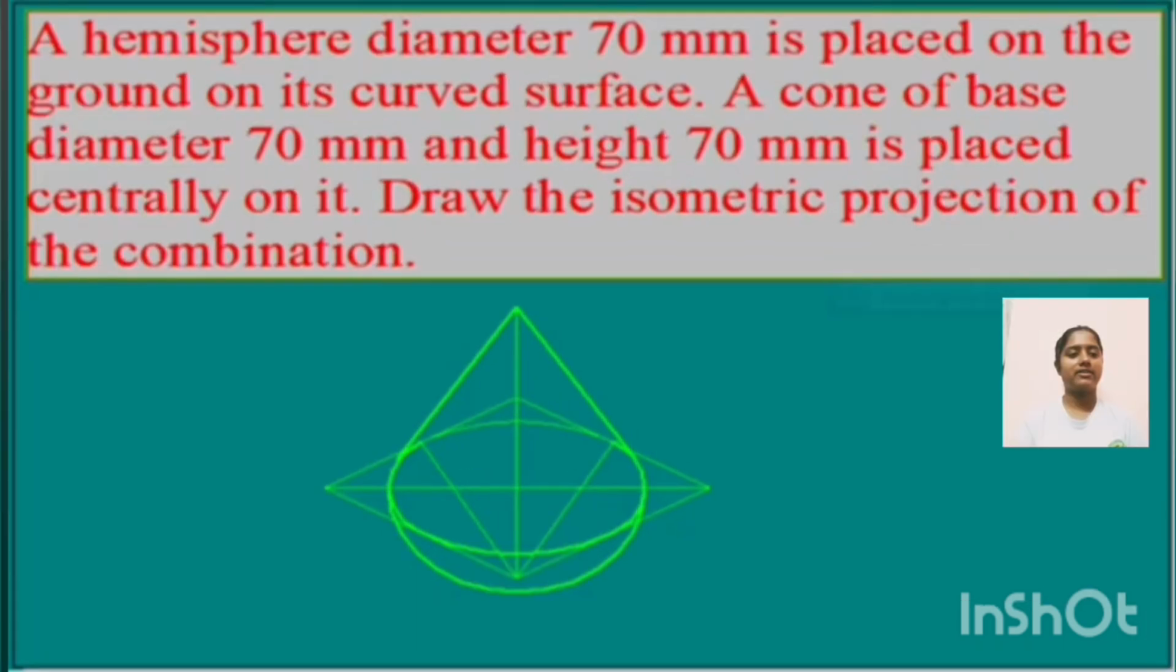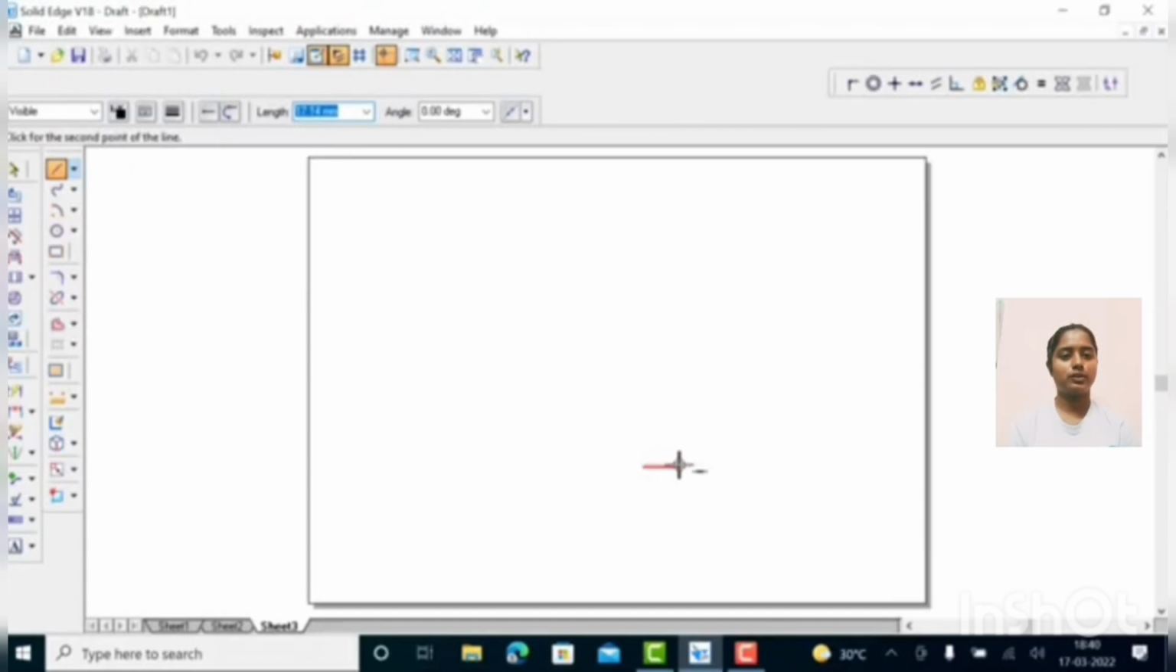A hemisphere of diameter 70 mm is placed on the ground on its curved surface. A cone of base diameter 70 mm and height 70 mm is placed centrally. First we have to take the hemisphere on the ground.